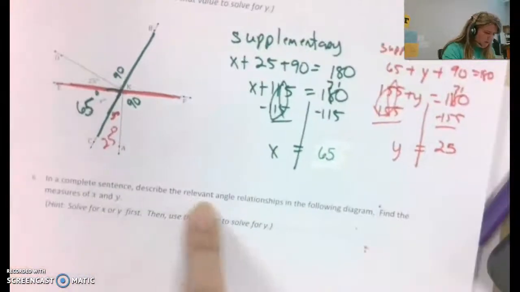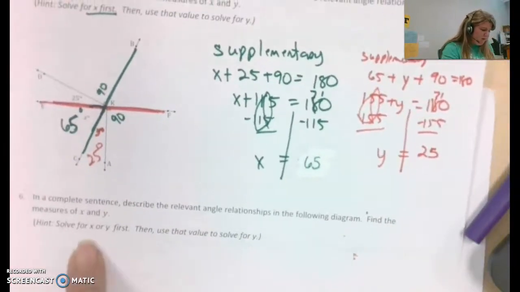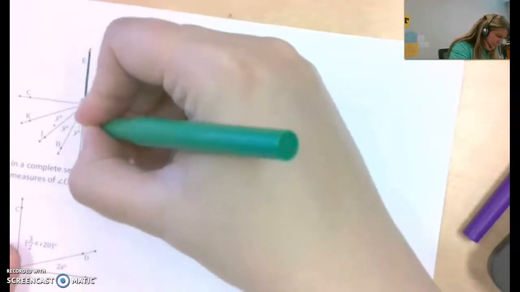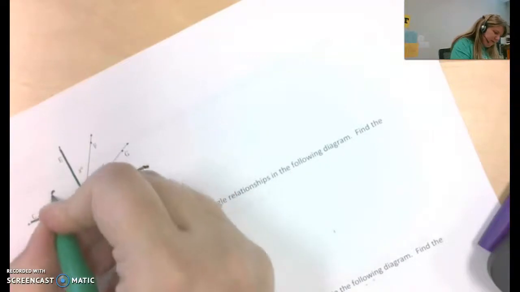Six. This is another one where the picture's on the next page. Alright, so describe the angle relationship. Find the measures of x and y. This one says solve for x or y first. So either way. This is 90 degrees. I can use that to decide this is 90 degrees because they're vertical to each other.